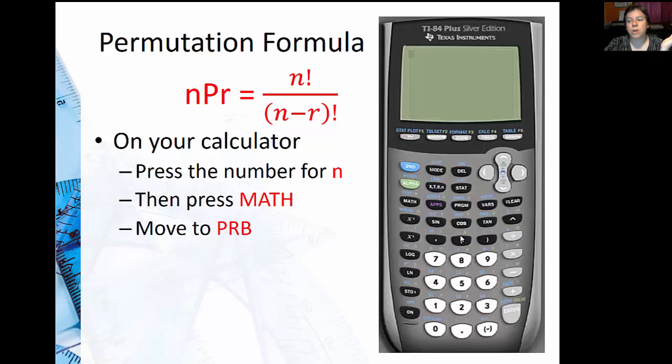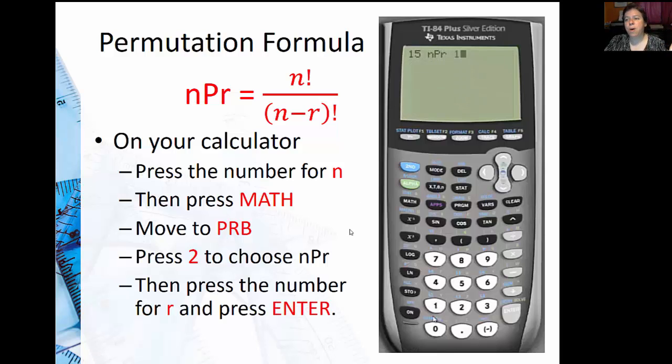And then finally, let me go ahead and show you how it's done. So here we put in n, which is 15. We hit math, move over to PRB, and then we're going to hit 2 for nPr, all right? And then you put in the number for r, in this case 10, and hit enter. And that gives you the crazy answer. I'll hit play one more time on that so you can see it again. So you put in the number for n, math, make sure you go to PRB, then nPr, which is choice 2, and then put in the r, and hit enter, and you get your calculation.